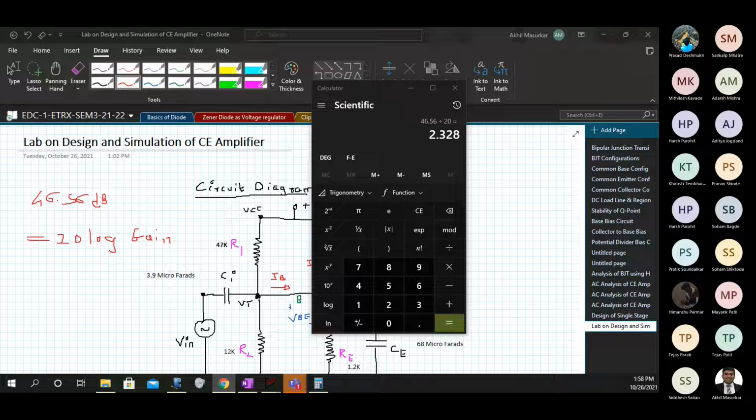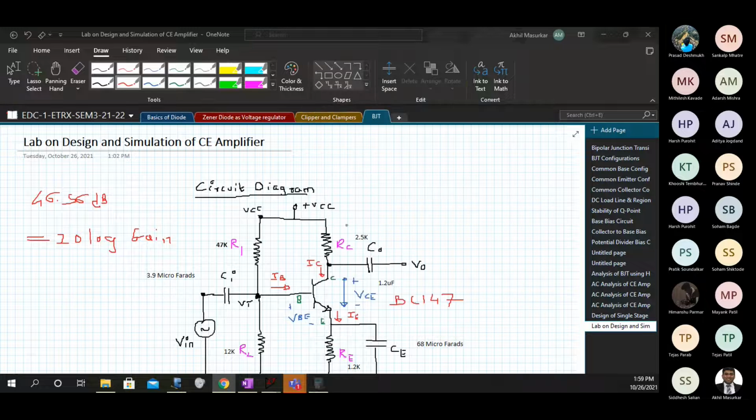Yes, what is the value? 240.990? No, I think you are taking ln. You have to take log to the base 10. Yes, sir. So tell me what is the anti-log of this to the base 10?